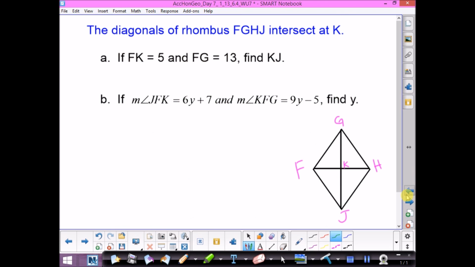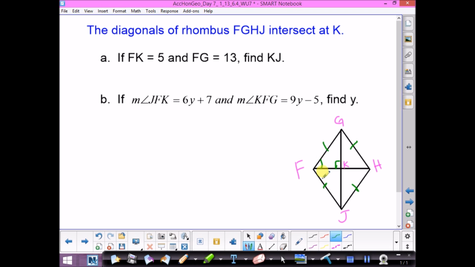So for this problem, we've got diagonals of rhombus FGHJ intersect at K. And so they're telling you it's a rhombus. So if they're telling you it's a rhombus, you automatically know, okay, I have 4 congruent sides. I know the diagonals are perpendicular. I know the diagonals are bisecting opposite angles.